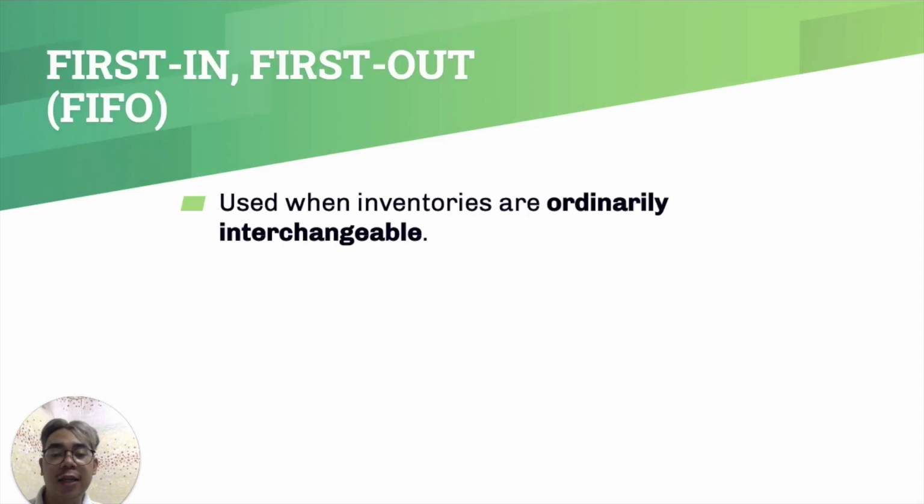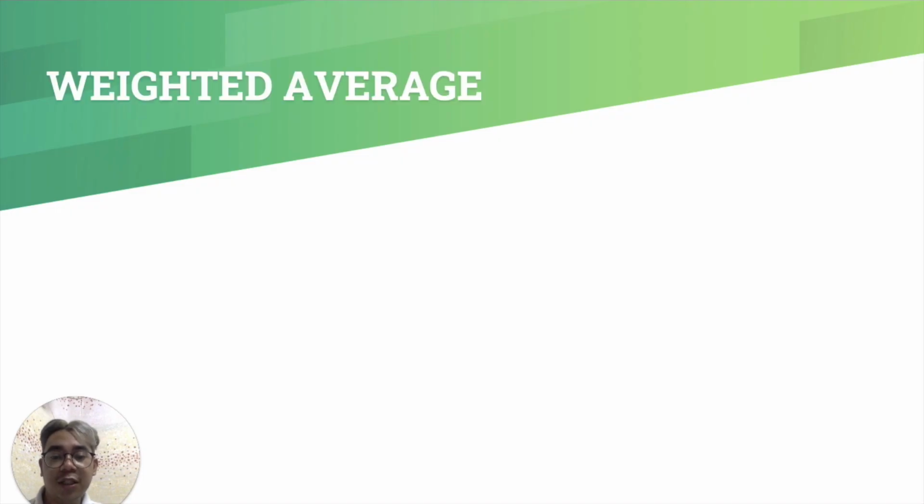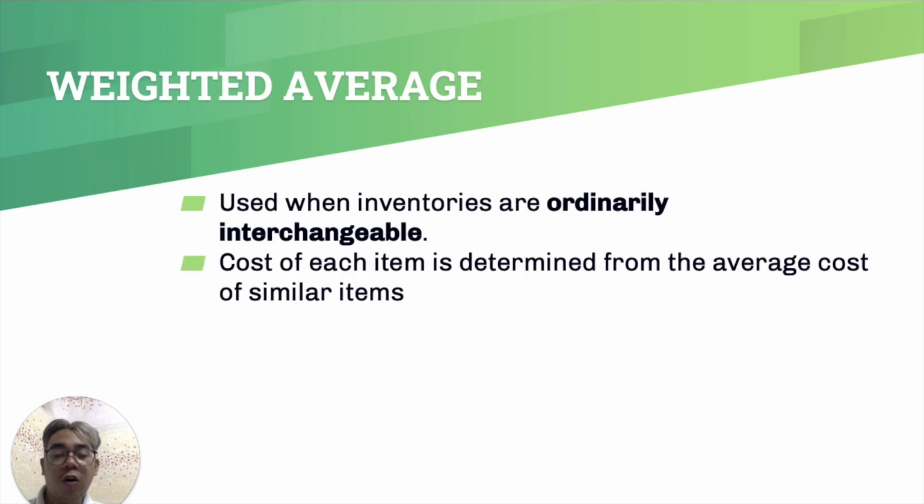So, kapag naman interchangeable ang ating inventories, we can use first in, first out or FIFO. In this situation, inventories that are purchased first are sold first. Or, it's a matter of choice. Kung ayaw mo ng FIFO, you can choose weighted average. For weighted average, the cost of each item is determined from the average cost of similar items. When you change from FIFO to weighted average or vice versa, that's a change in accounting policy to be accounted for retrospectively.